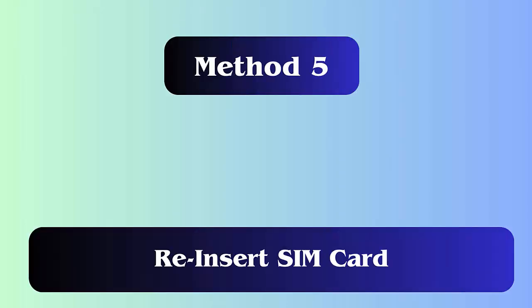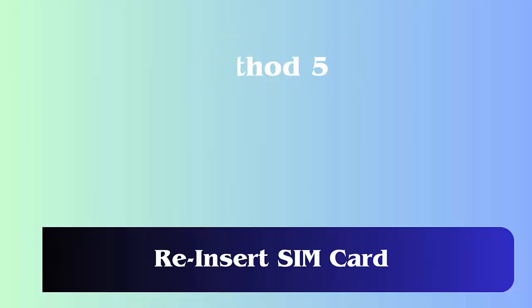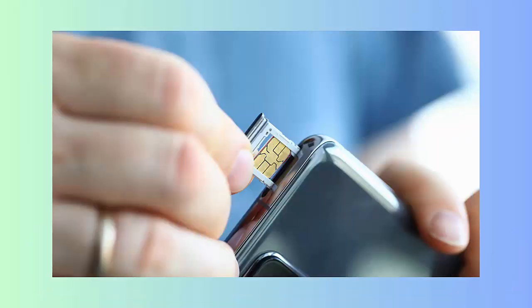Method 5. Reinsert SIM card. If you are still not able to access apps on mobile data, then you should reinsert your SIM card once. Maybe the issue is related to the network, so when you reinsert the SIM, the problem gets resolved. After that, check if the app is accessible with mobile data or not.